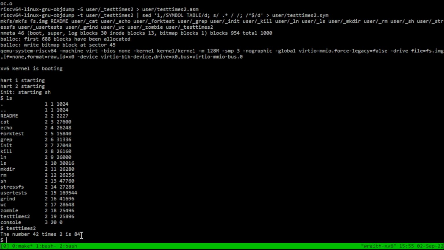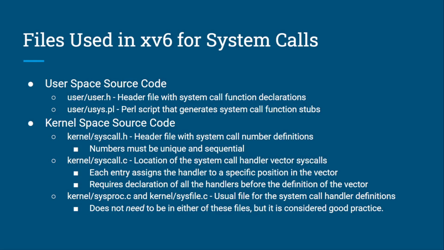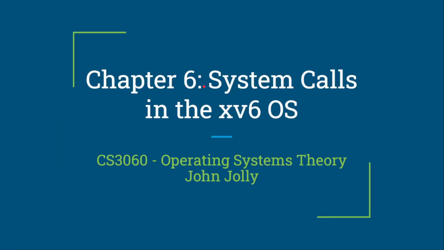If this were a good test program, it would actually validate the value 84 and make sure that it was correct. If it was, it would say success. If it wasn't, it would say failure. So what we've seen today is what files are necessary for system calls and how to create our own system call within the xv6 operating system. This concludes the Chapter 6 video where we talk about system calls in the xv6 operating system.